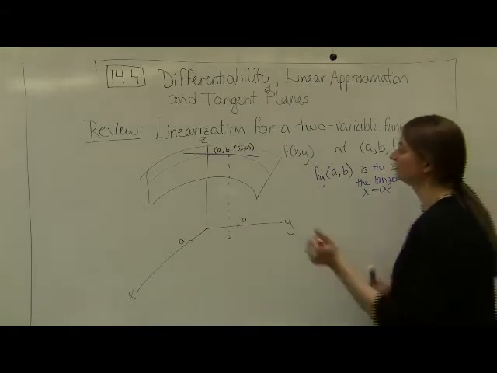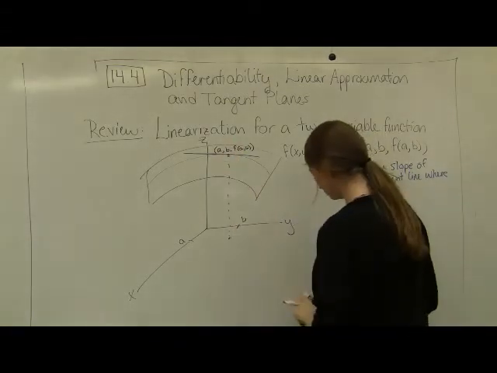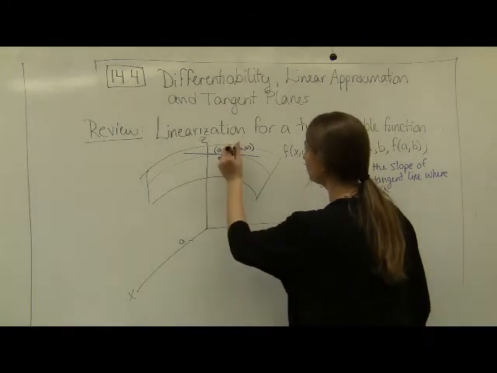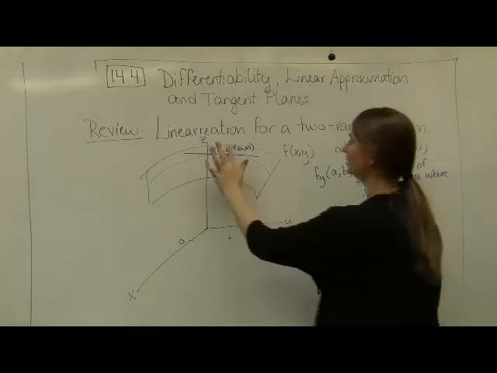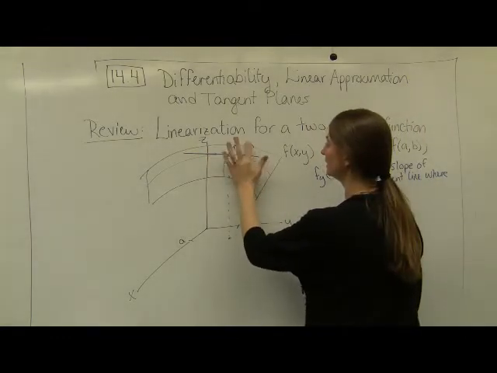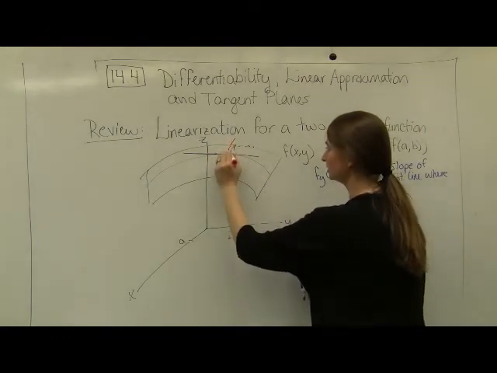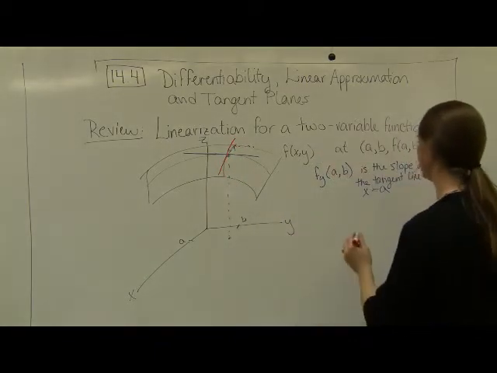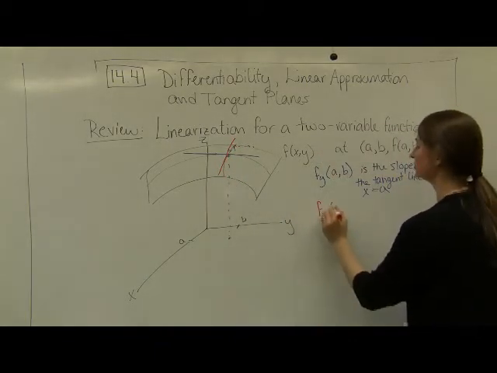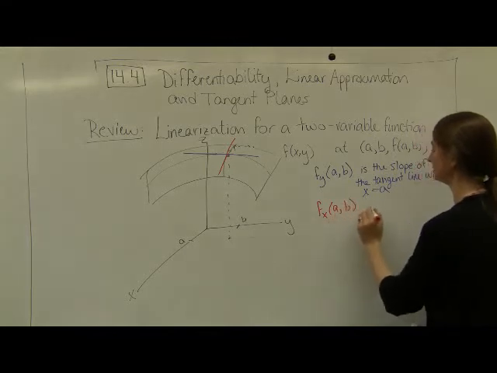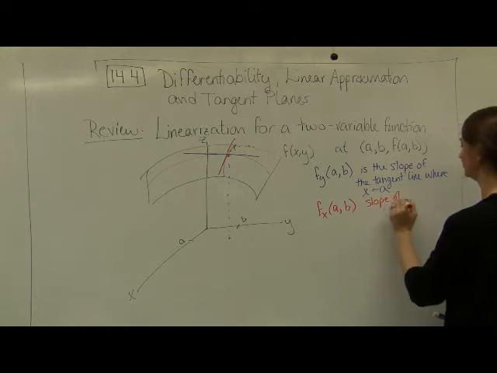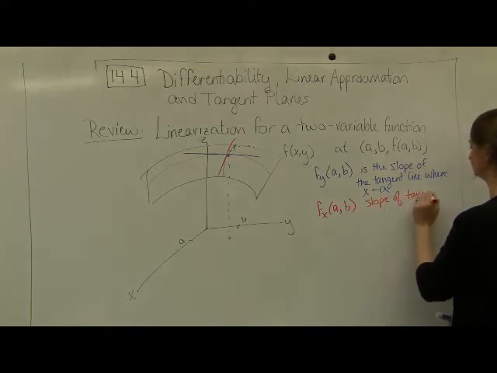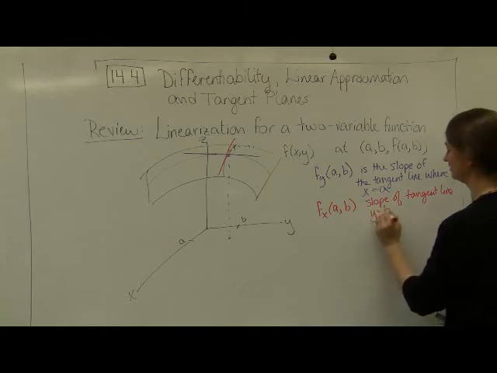Similarly, I can think of a different line. If I draw out a trace where my y is constant, where my y is equal to b, I can think of what is the slope of the tangent line in the opposite direction. In this case, that's given by the partial with respect to x evaluated at the point (a, b). That's going to be the slope of the tangent line where y is equal to b.